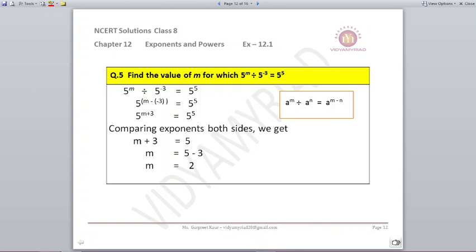It will become 5 raised to power m minus of minus 3 is equal to 5 raised to power 5, which is 5 raised to power m plus 3, which is equal to 5 raised to power 5. Now your base is same, so we will just take the powers and solve it. It will be m plus 3 is equal to 5. M comes out to be 2. You can even check this by putting the value of m in the question and see whether your answer is coming 5 raised to power 5 or not.